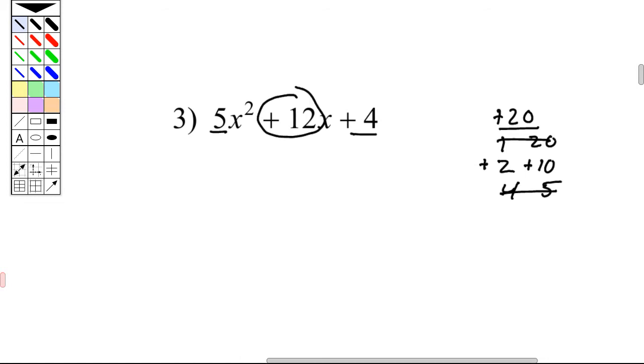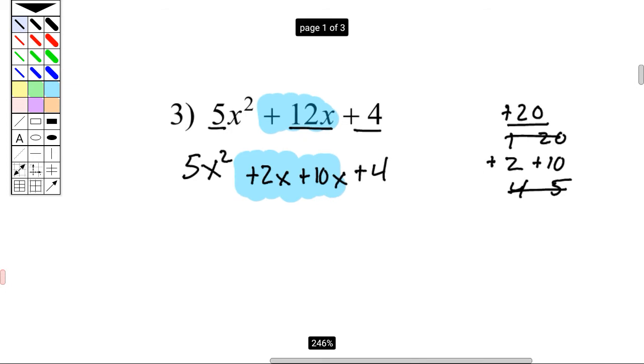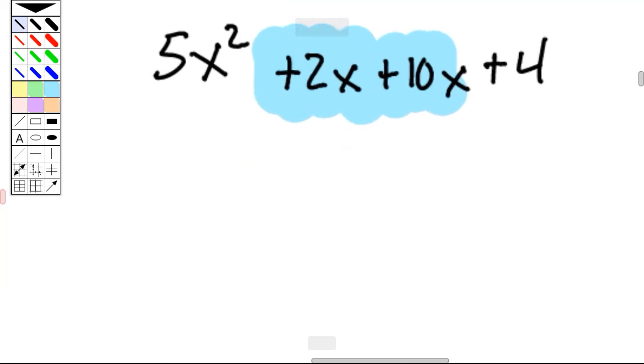So that works out. So just like last time, this guy gets replaced with those two terms. Now it's just not a 2 and a 10, because I want 12x. So it's going to be positive 2x plus a 10x. Notice blue and blue. Those are the same exact thing. I didn't change anything, just the way it looks. Everything else comes down. 5x squared and the positive 4. Now I have 4 terms, so we factor by grouping.